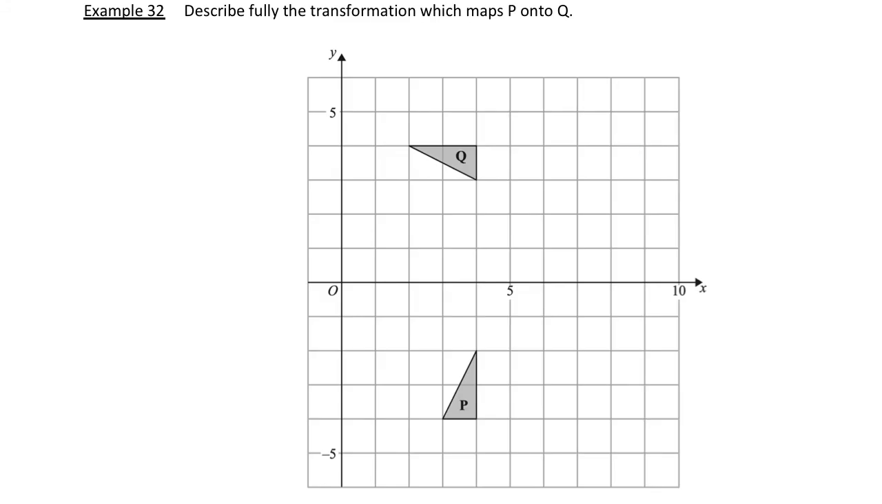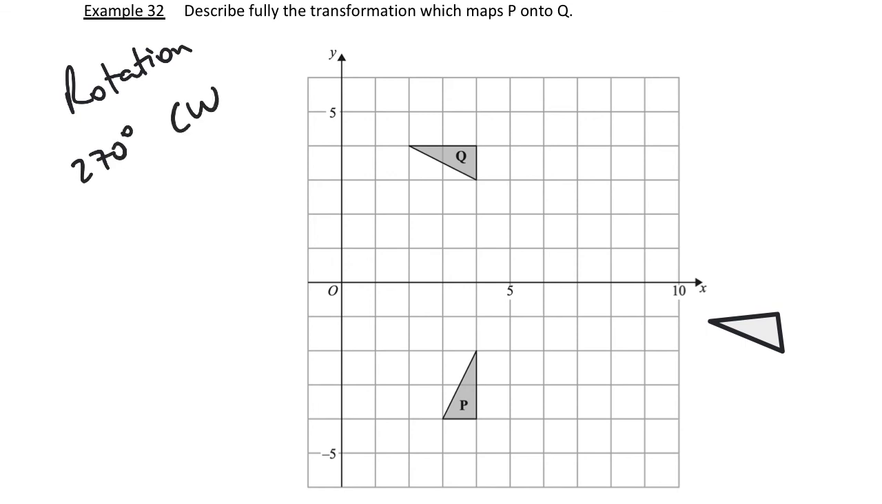Example 32, describe fully the transformation which maps P onto Q. So we've traced out P, and what I want to do is rotate it and see what sort of an angle is going to take me onto Q and what direction it will also be. So I'm rotating my shape in a clockwise direction, and I've passed through 180 degrees, and we'll stop here at 270 degrees. So what we can see is that we've got a rotation, which is the first thing we need to see. It is 270 degrees clockwise, or that would be 90 degrees anti-clockwise.